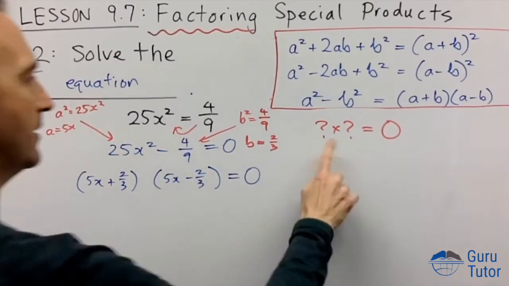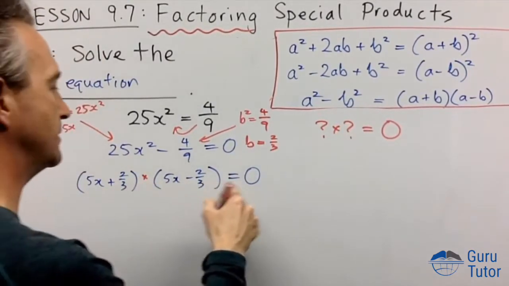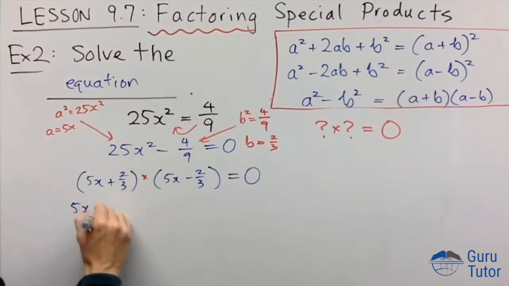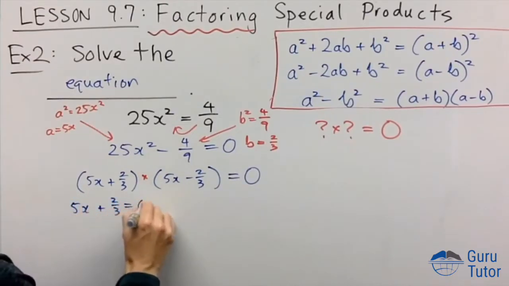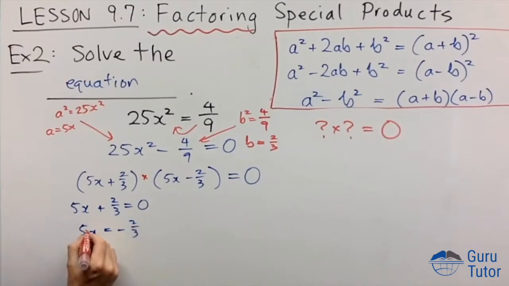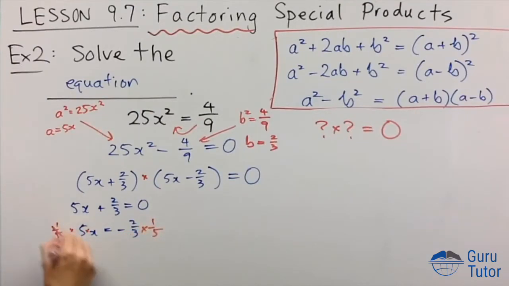And there we have our zero product property. We've got something times something equals 0, which means this could be 0. 5x plus 2/3 equals 0. And let's solve it. Take the 2/3 over there, negative 2/3. And how do we undo this? 5 times x. We want to get x alone. So we're going to multiply 1 over 5 on both sides. Cancel, cancel. Leaves us with x equals negative 2 over 15.